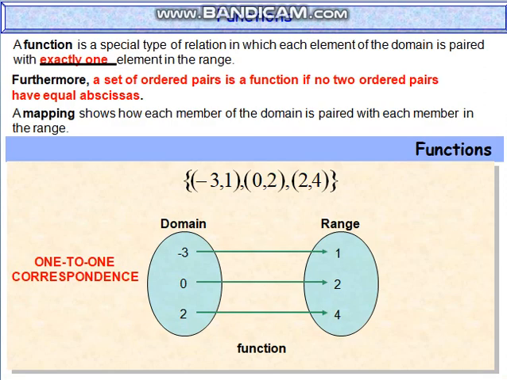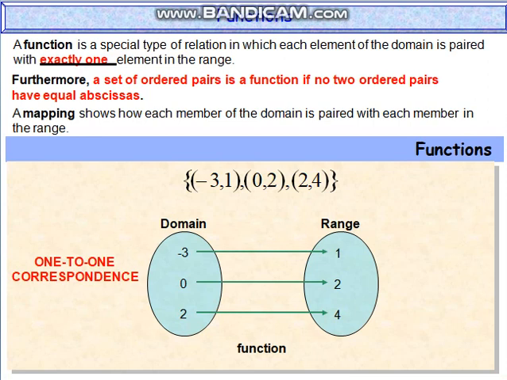A function is a special type of relation in which each element of the domain is paired with exactly one element in the range. Furthermore, a set of ordered pairs is a function if no two ordered pairs have equal abscissa. It means if we take a pair, for example x and y, x is called the domain, y is called the range, and the collection of this domain and range is called a function.